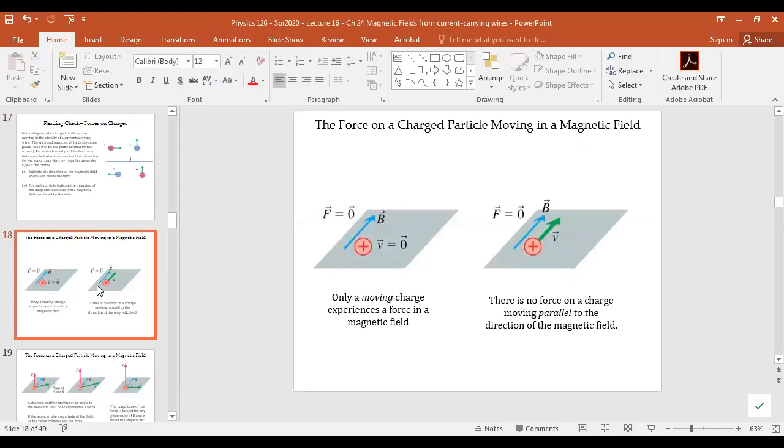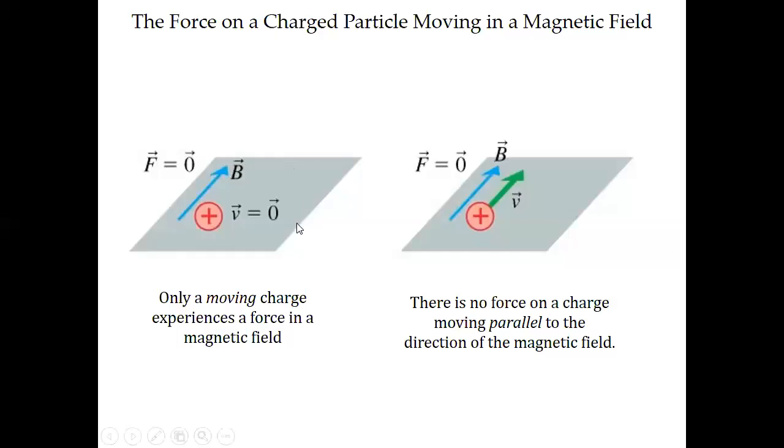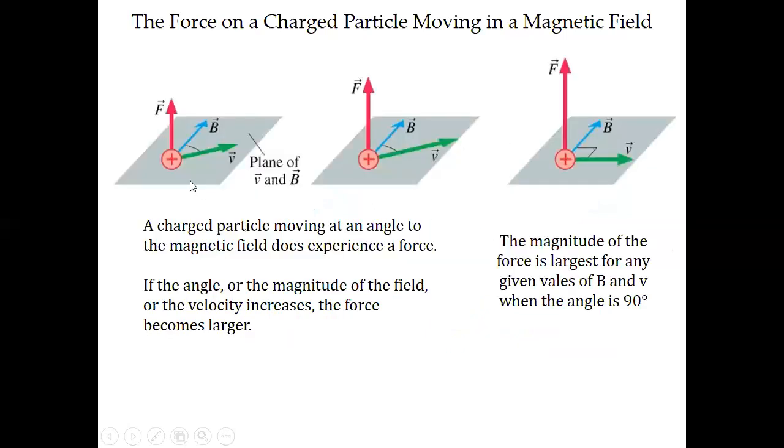So the rule for this is that if you have a magnetic field that's pointed in any direction, and you have the charges not moving at all, there will be no force. If the magnetic field is pointed in the same direction as the velocity, there's also no force. But if there's any part of the magnetic field that's pointed perpendicular to the velocity, then there will be a force.